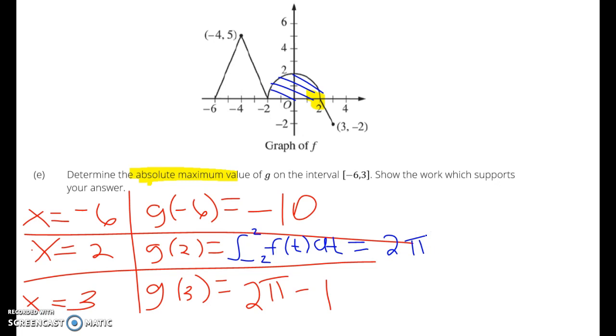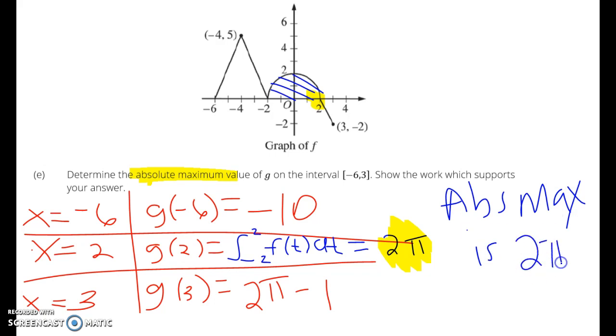Once that work's done, I can scan my answers and look for the biggest output, which, after careful consideration, is definitely at 2 pi. So my absolute max equals 2 pi. Nothing else needs to happen here.